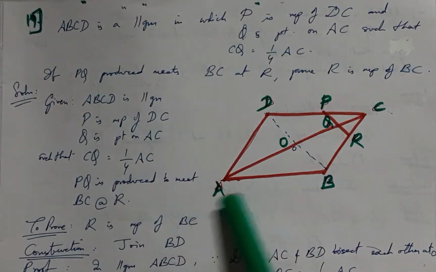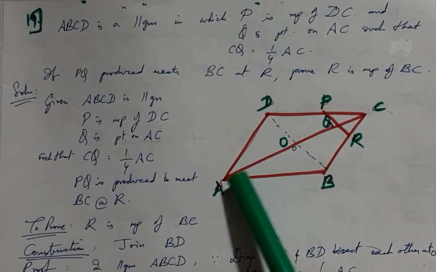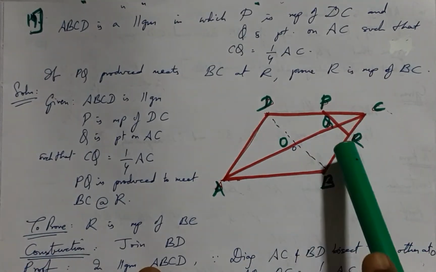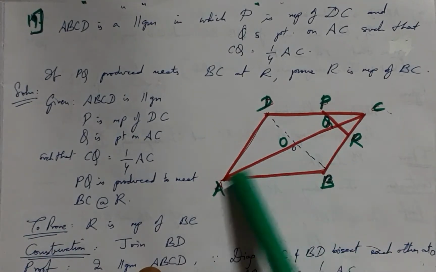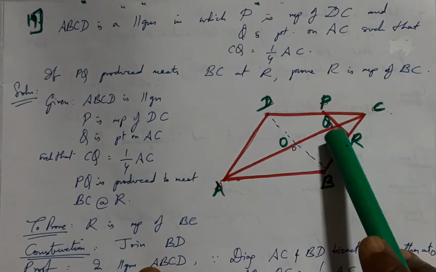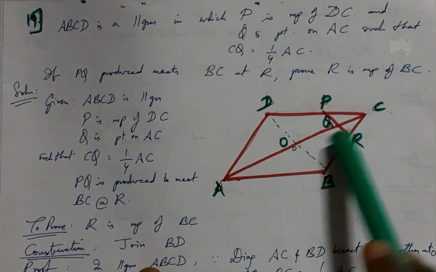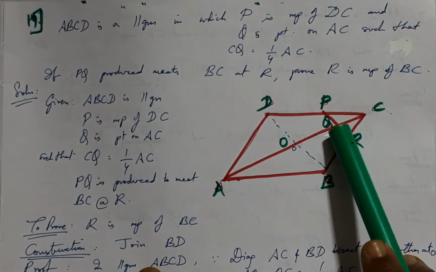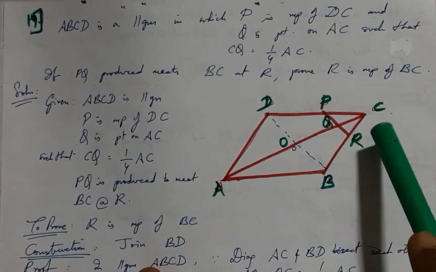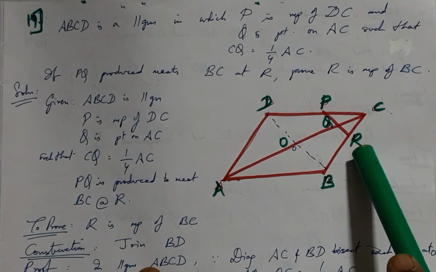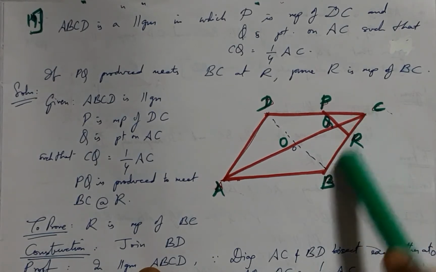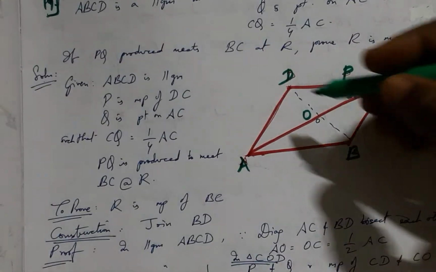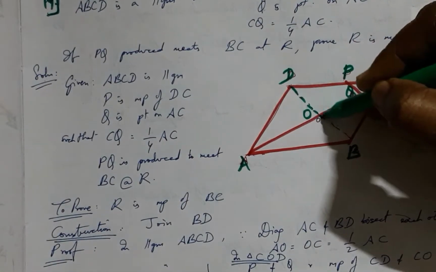The 19th question says ABCD is a parallelogram in which P is the midpoint of DC and Q is the point on AC such that CQ is 1/4 of AC, and if PQ is produced meets BC at R, prove that R is the midpoint of BC. All we need to do is a little construction by joining BD.